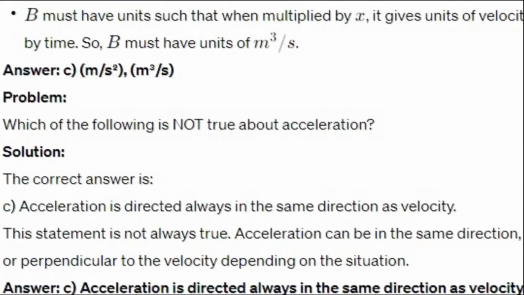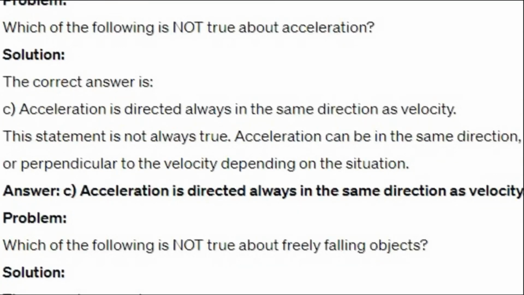Problem 3. Which of the following is not true about acceleration? Solution. The correct answer is C. Acceleration is directed always in the same direction as velocity. This statement is not always true. Acceleration can be in the same direction, opposite direction, or perpendicular to the velocity depending on the situation. Answer C. Acceleration is directed always in the same direction as the velocity.